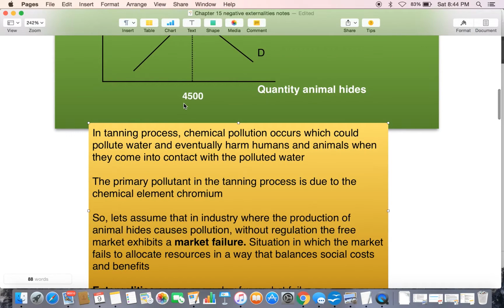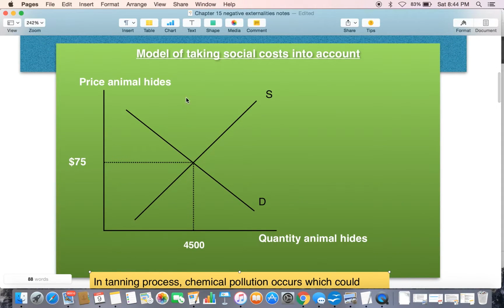So let's assume that in the industry where the production of animal hides causes this chromium pollution, without regulation, the free market is exhibiting a market failure, that we are seeing this pollution happen. And here is our free market. So we have the price of animal hides and the quantity of animal hides and the supply and the demand for those animal hides. Currently, when there is pollution occurring, we know that the water is being contaminated and people and animals are being harmed by it by getting sick or dying, and the quantity of animal hides supplied and demanded in the industry is 4,500 at a price of $75 per hide.